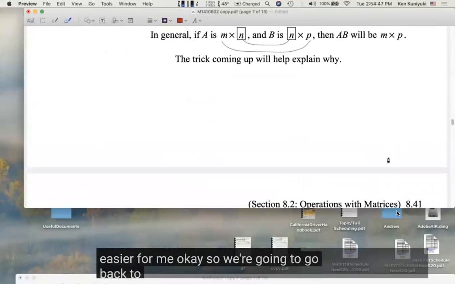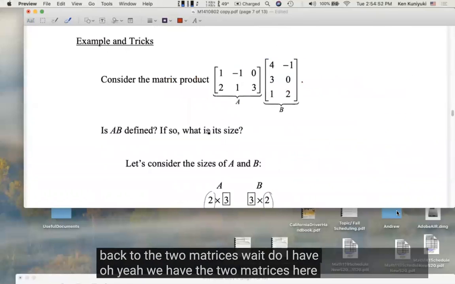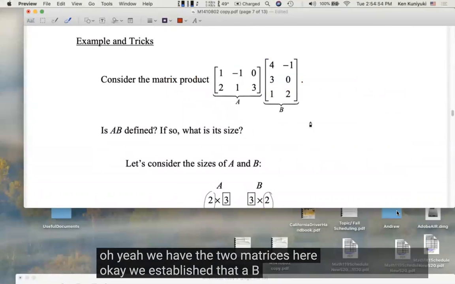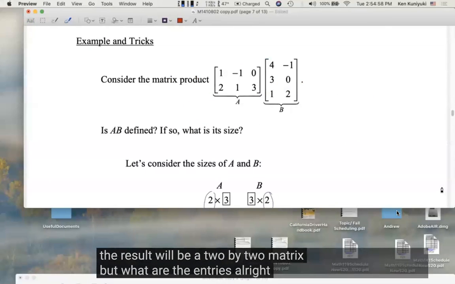Okay, so we're going to go back to the two matrices. We have the two matrices here. We established that AB is defined. The result will be a 2 by 2 matrix. But what are the entries? All right.